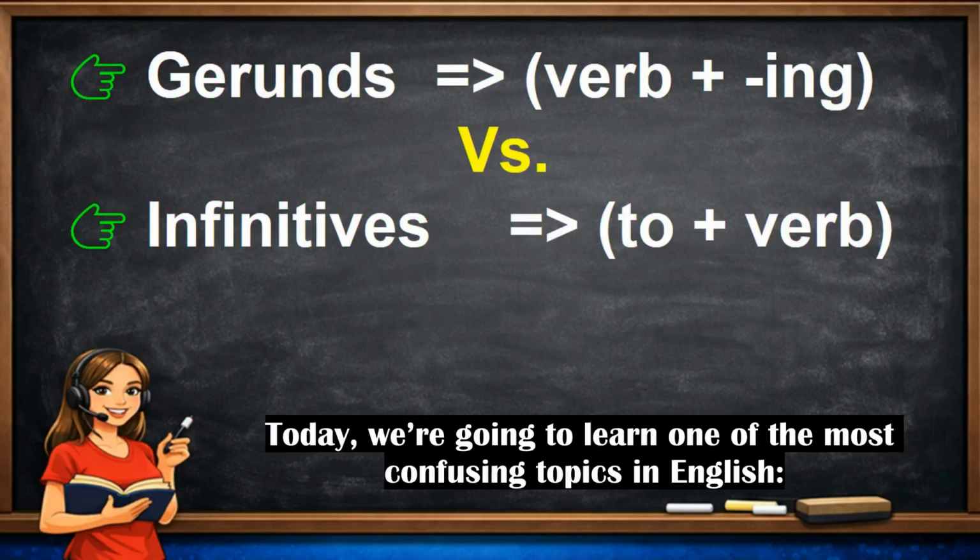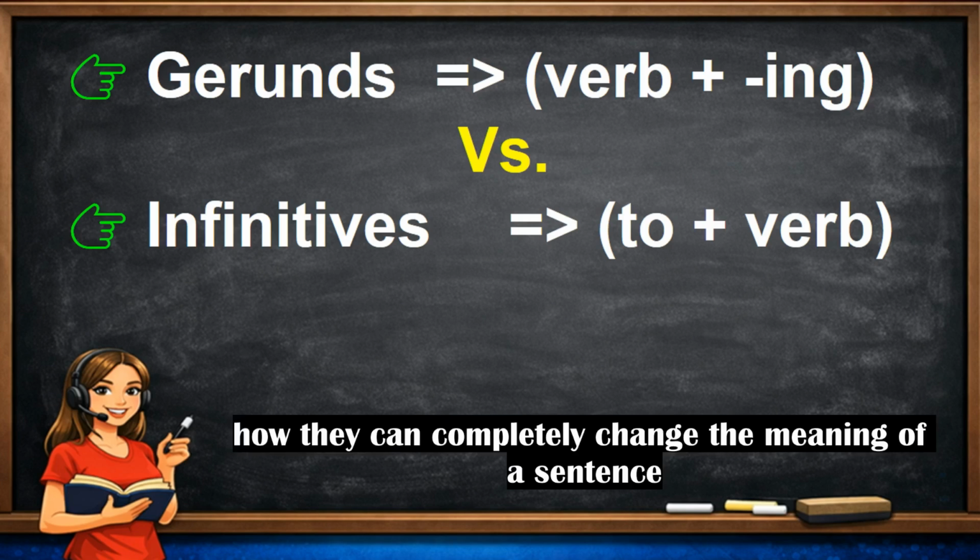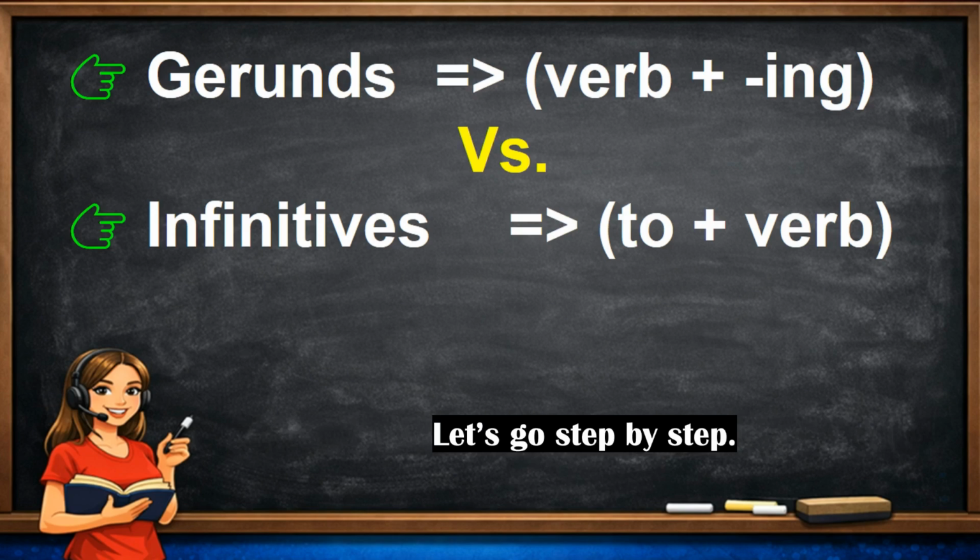Today we're going to learn one of the most confusing topics in English: gerunds, or verb plus -ing, and infinitives, or to plus verb, and more importantly, how they can completely change the meaning of a sentence. Let's go step by step.